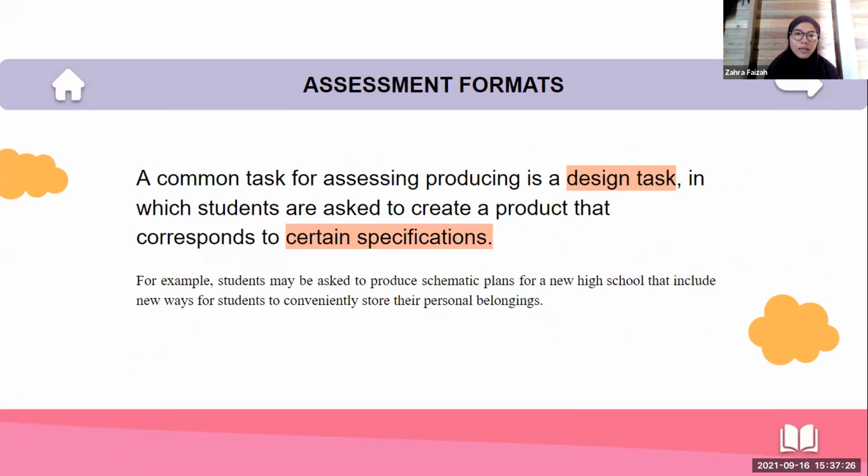For assessment format, a common task for assessing producing is a design task in which students are asked to create a product that corresponds to certain specifications. For example, students may be asked to produce schematic plans for a new high school that include new ways for students to conveniently store their personal belongings.